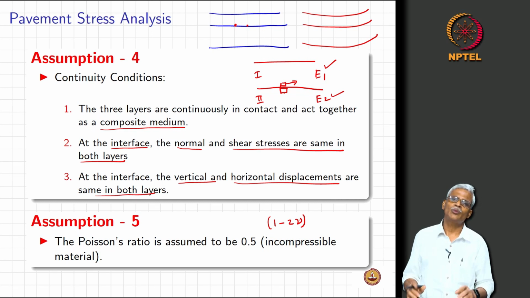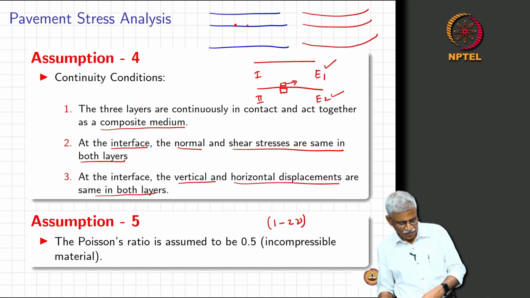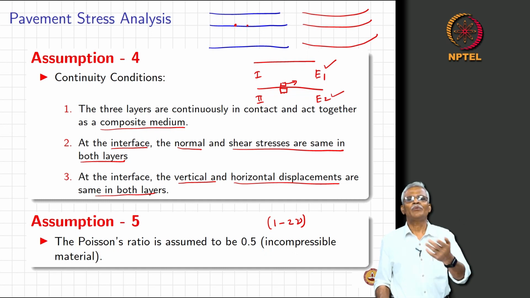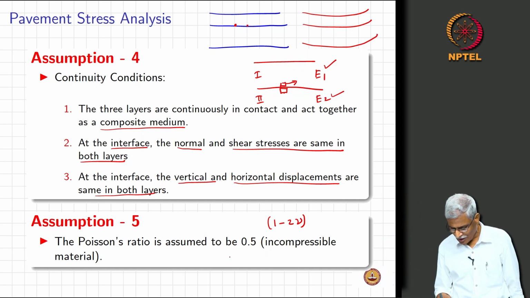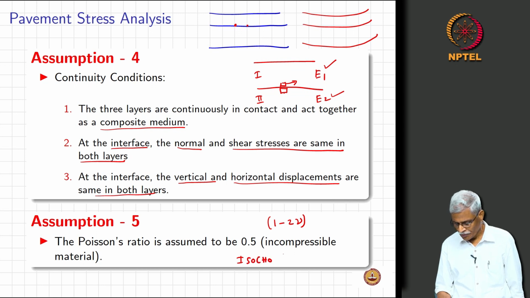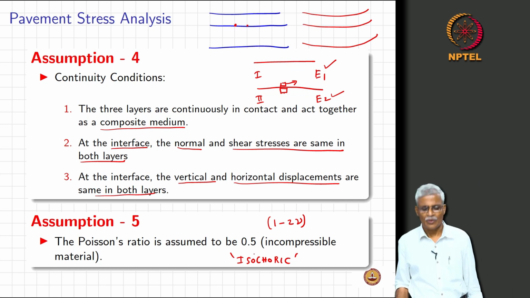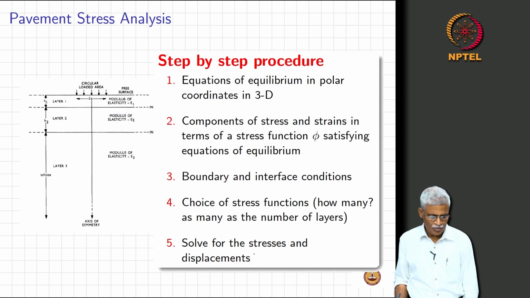So, we are going to assume that the Poisson's ratio is 0.5, which essentially means incompressible material, which essentially means the motions are isochoric. So, that means volume preserving. So, that is what it means.